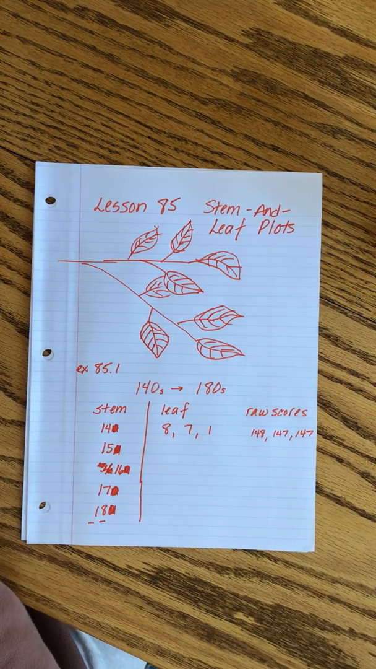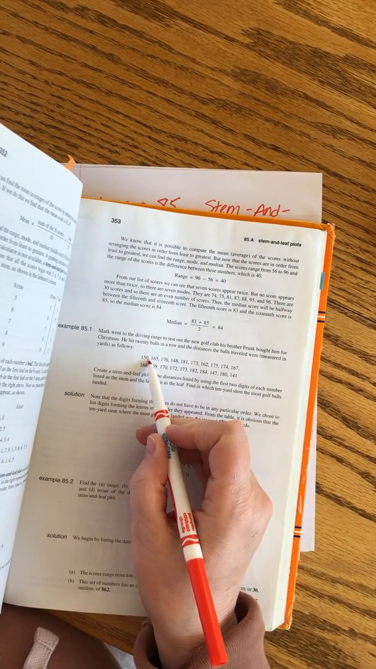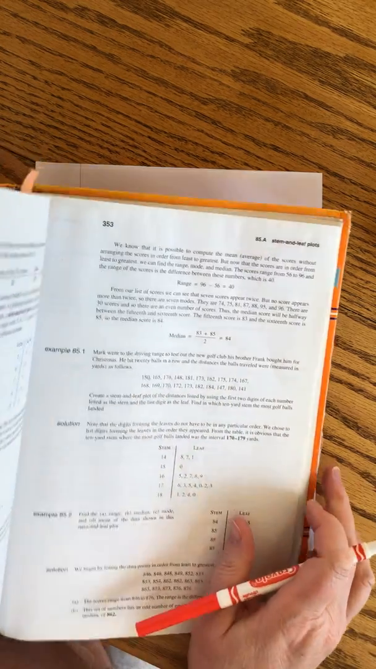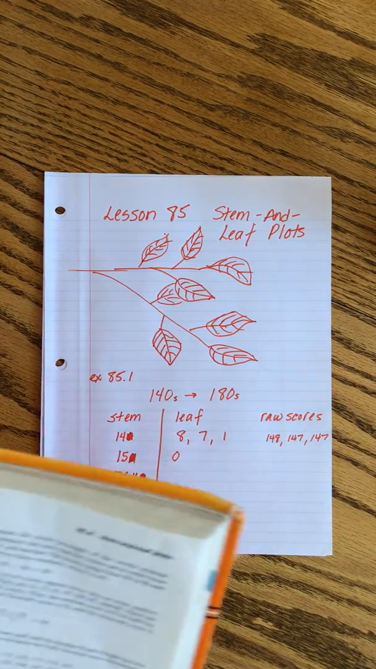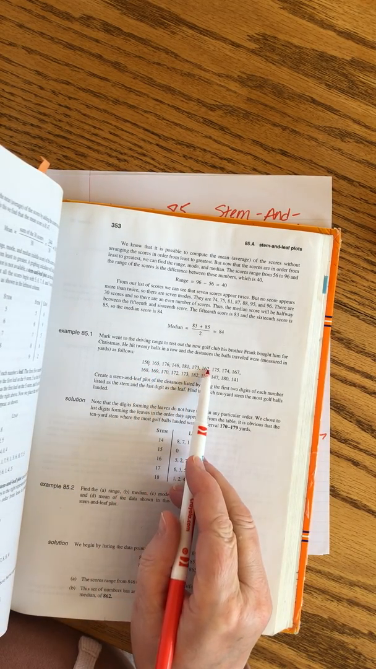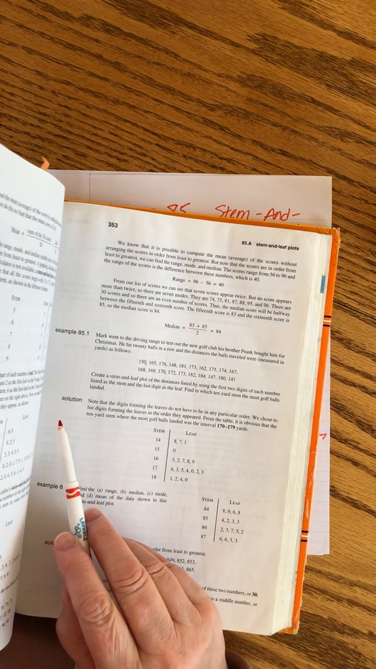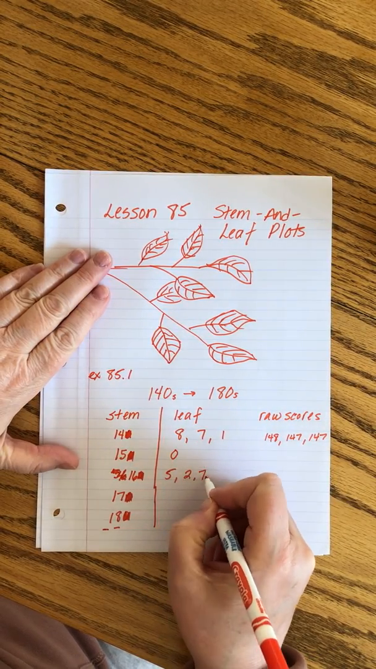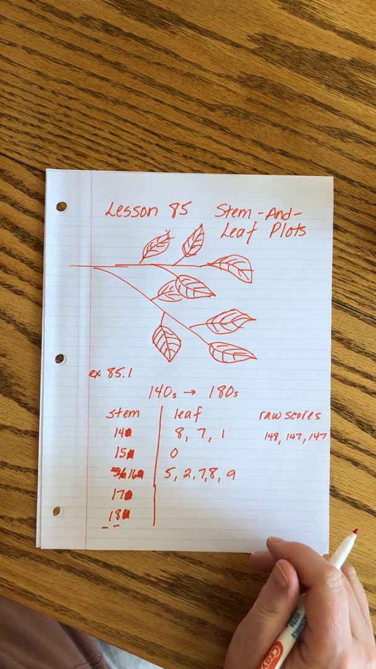And then we do the same thing. We look through for the ones that start with 150. Okay, there's a 0. He only got one score in the 150s. And it was a 0, so we put that there. Now we look through for the 160s. 5, 2, 7, 8, 9. That's all of them. And then so on and so forth for the 170s and the 180s.